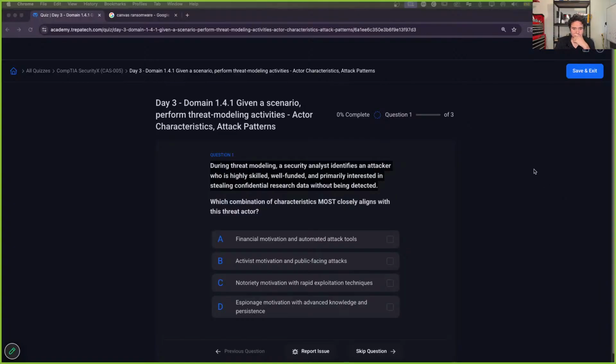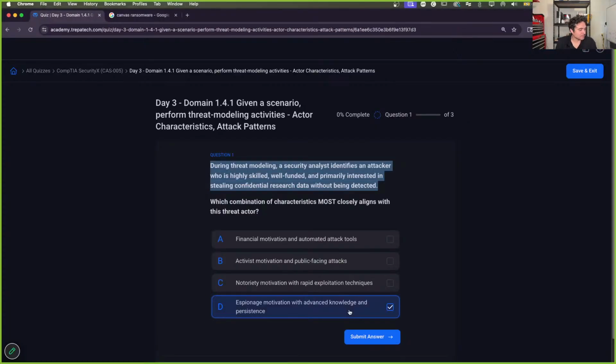So they just want to steal confidential research data. They don't want to be disruptive, and they're not financially motivated. So that's not A. It's not an activist. And they're not looking for popularity or notoriety. So we're going to go with D. Espionage motivation with advanced knowledge and persistence. And that's because it's highly skilled and well-funded.